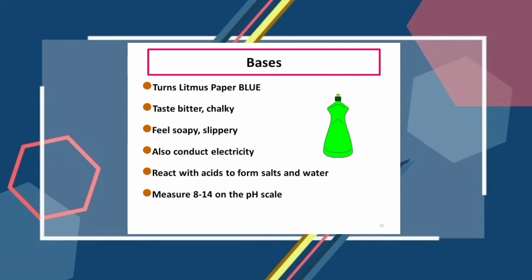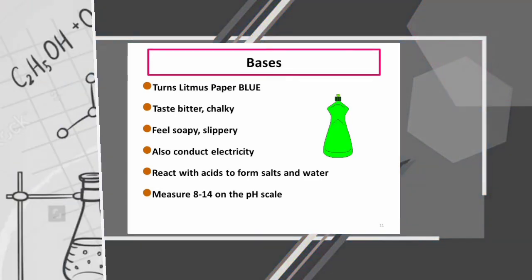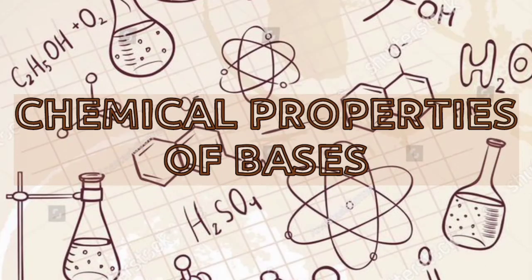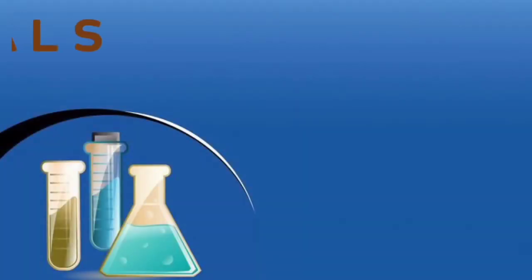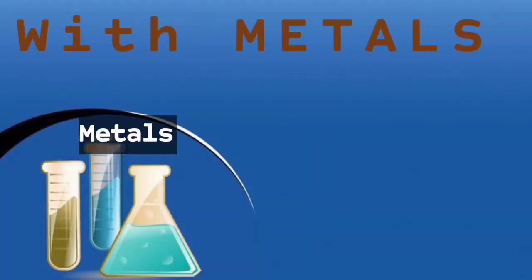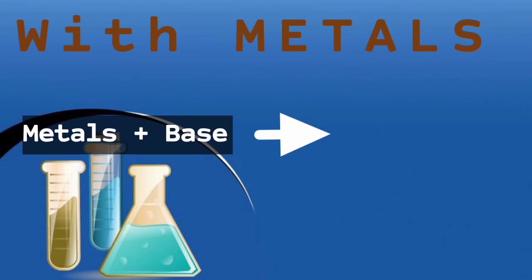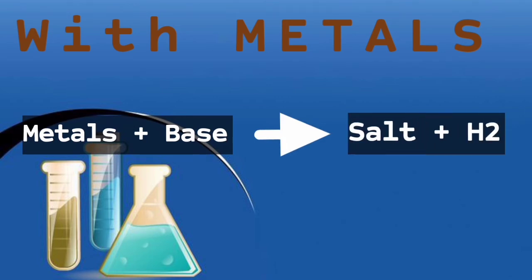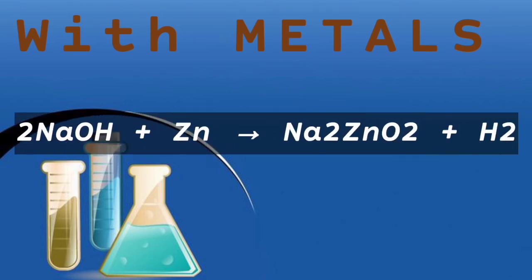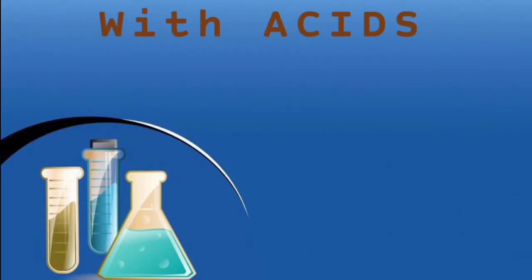Now let us discuss some chemical properties of bases. Now, reaction of bases with metals. Metals react with bases to form salt and hydrogen gas. So even here hydrogen gas is formed. So NaOH, which is the base, reacts with zinc, the metal, to form salt, Na2ZnO2, and hydrogen gas. Reaction of bases with acids.